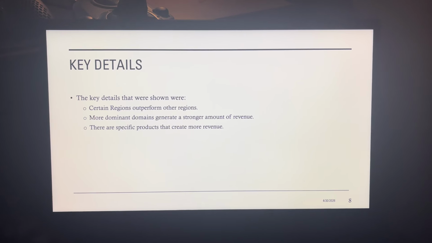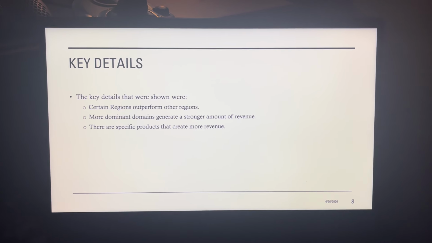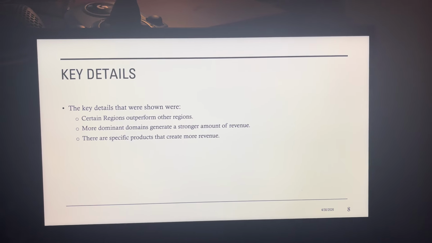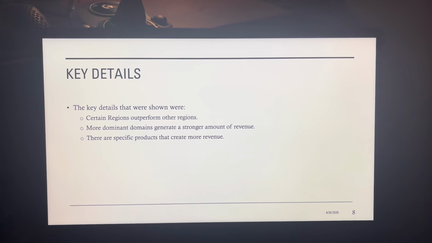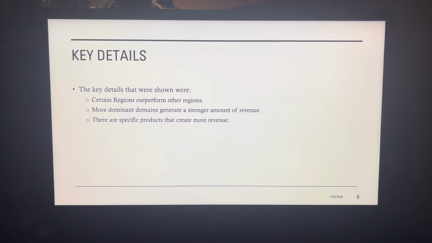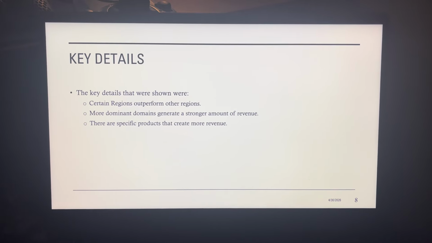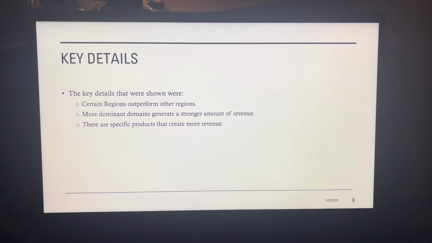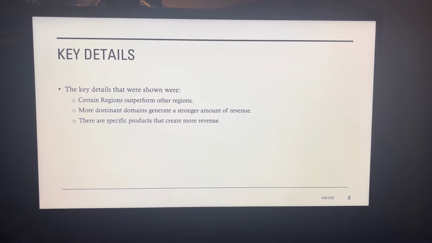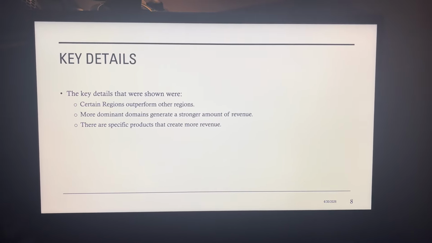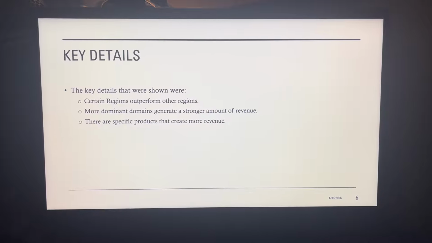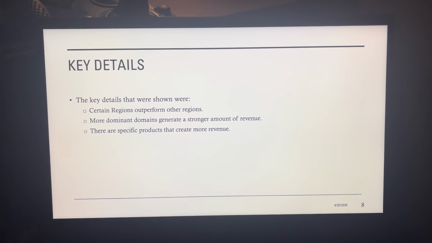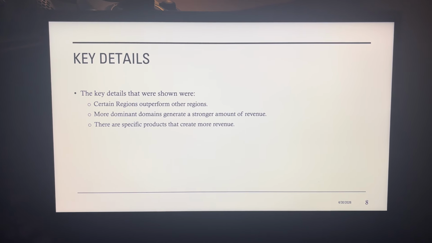Some key details that were shown throughout the spreadsheet, and that my pivot tables and charts touched on, were the regions that outperformed other regions, which made it easy to see the more dominant ones. The sales channels, which were online, in-store, retail, and wholesale, and online was the main one that made the most amount of money. So that should be where the business focuses, and there are specific products that create more revenue, so the business can hone in on those products and really focus on getting those out there and making those the top priority of sale.